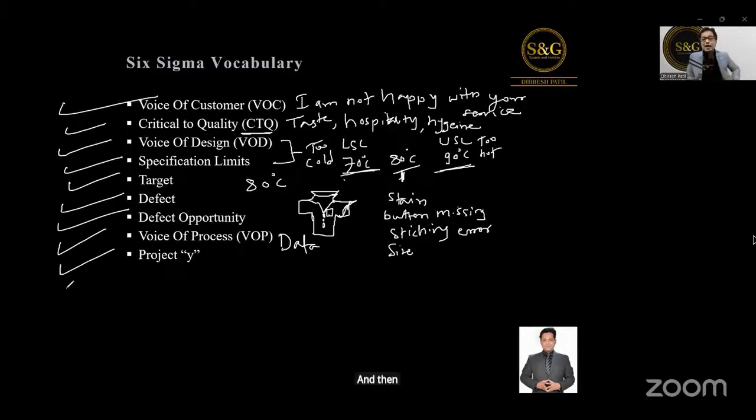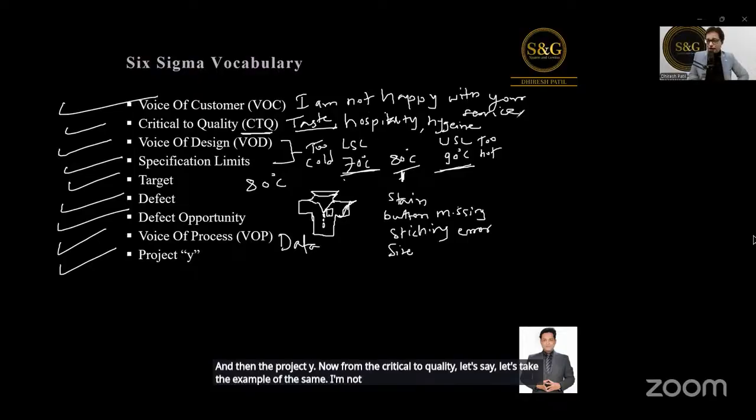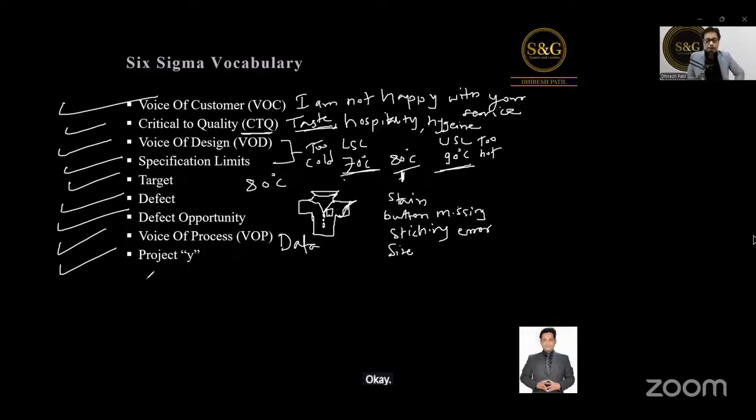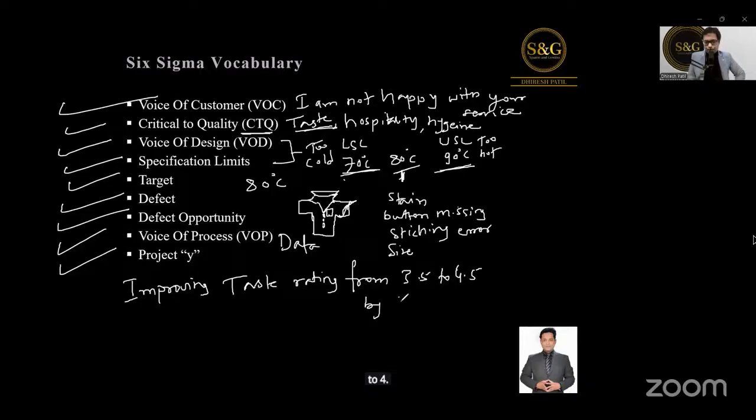And then the project Y. Now, from the critical to quality, let's take the same example. I'm not happy with your service. Then we collected the data and found that the taste is not up to the mark. The taste average is 3.5 out of 5. So improving taste rating from 3.5 to 4.5 by August 26 is my project Y, my Lean Six Sigma project.